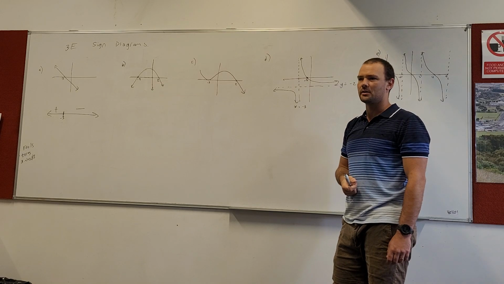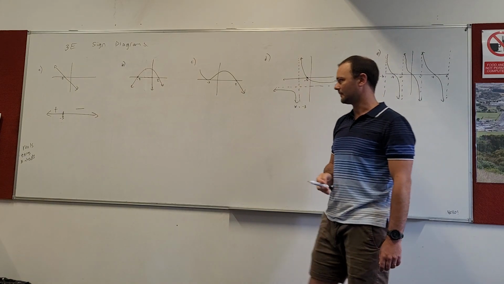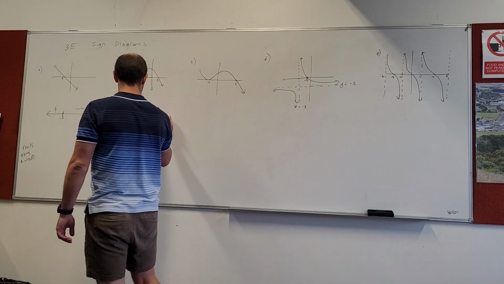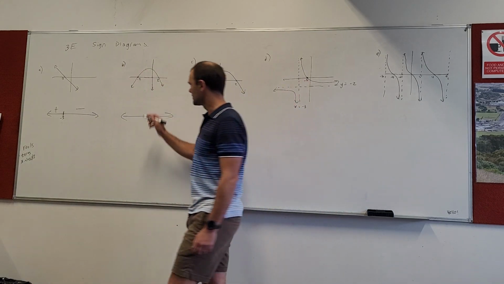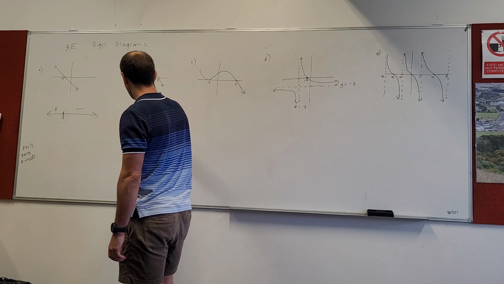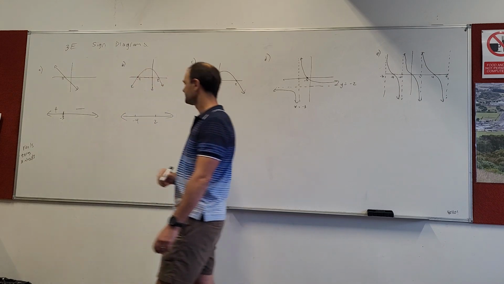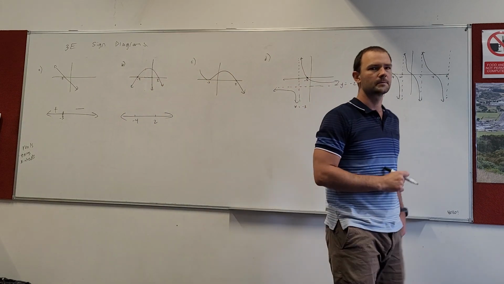That's it. That's the sine diagram. When is it positive, when is it negative? Let's move on to the next one. We're going to draw the axes, and we're going to plot the roots on there. So we've got -4 here, and we've got +2 here. So we plot the roots.